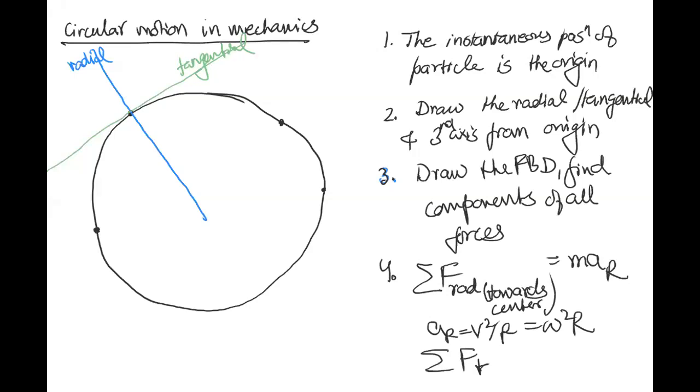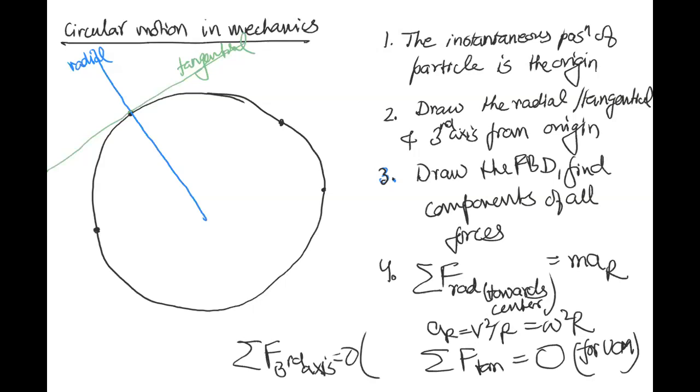Summation F tangential is 0 for uniform circular motion, and summation F third axis is also equal to 0. And this is for all circular motion. Well, actually not all. If a force comes on the third axis, the motion will no longer be circular. Can anybody tell me? If a force comes on the third axis, this motion will no longer remain circular, this motion will become what?